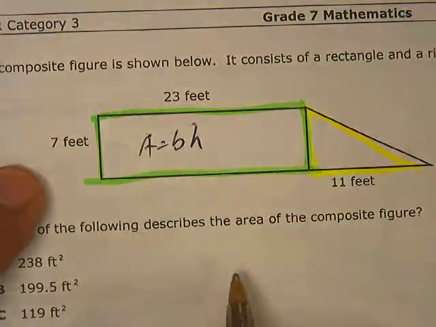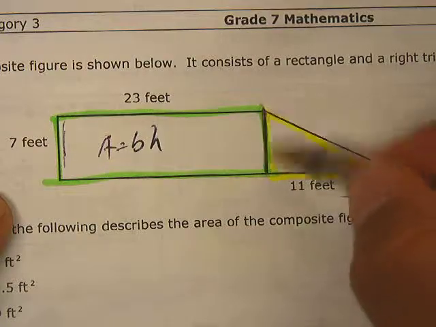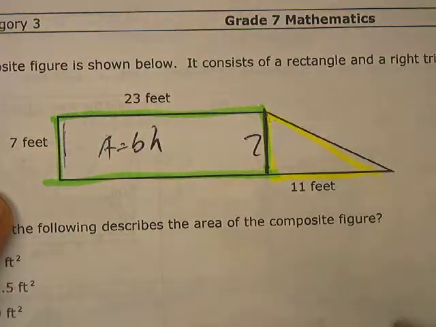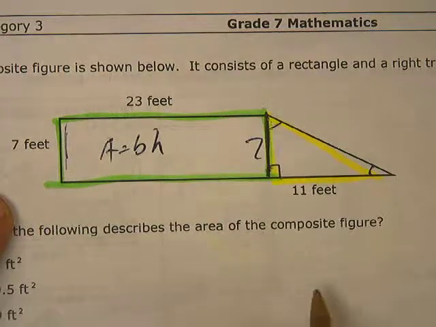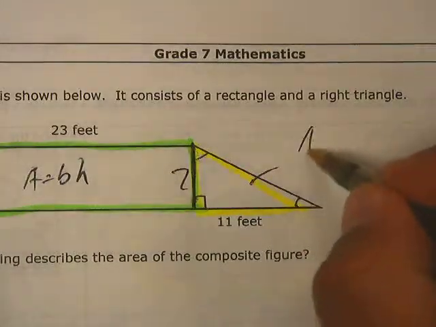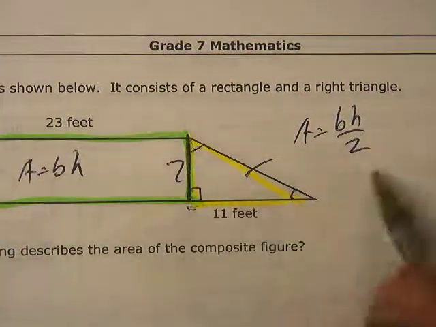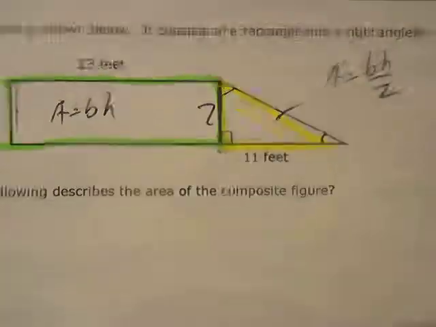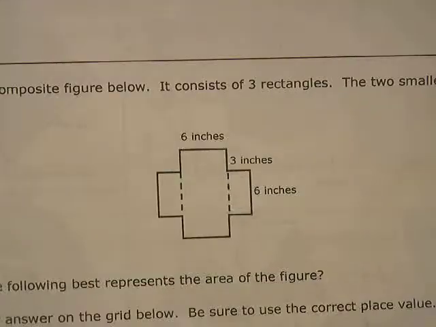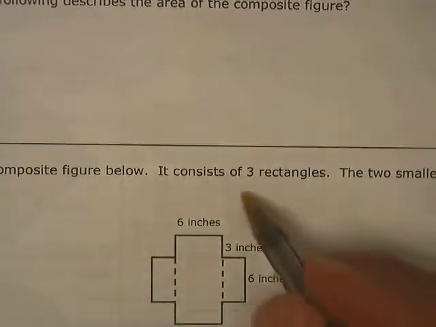Well, I'll just set you up for this one. Number 9, a composite figure shown below that consists of a rectangle and a right triangle. Which of the following describes the area of the composite figure? Okay, so you have a rectangle and you have a triangle. Okay, so then what is the area of the rectangle? Again, base times height.